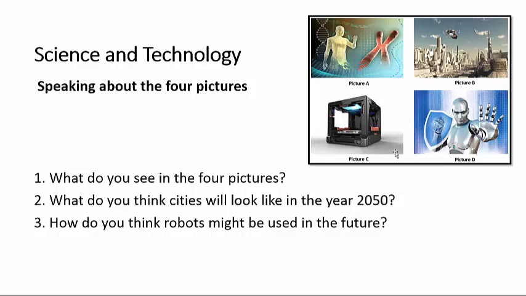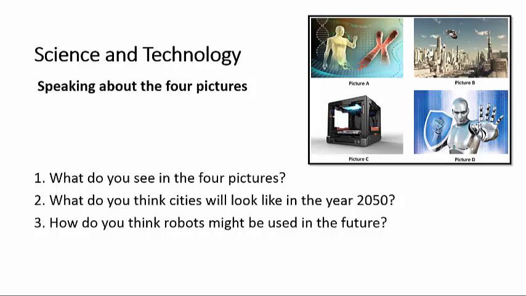In picture C we have a device which is known as a 3D printer, and a 3D printer is a piece of equipment which can print objects that are useful in daily life. Everybody's familiar with a paper printer, which can print paper copies of documents, but the 3D printer can actually do more than that. It can create plastic objects or ceramic objects, and this is something that we're going to see a lot more of in the future.